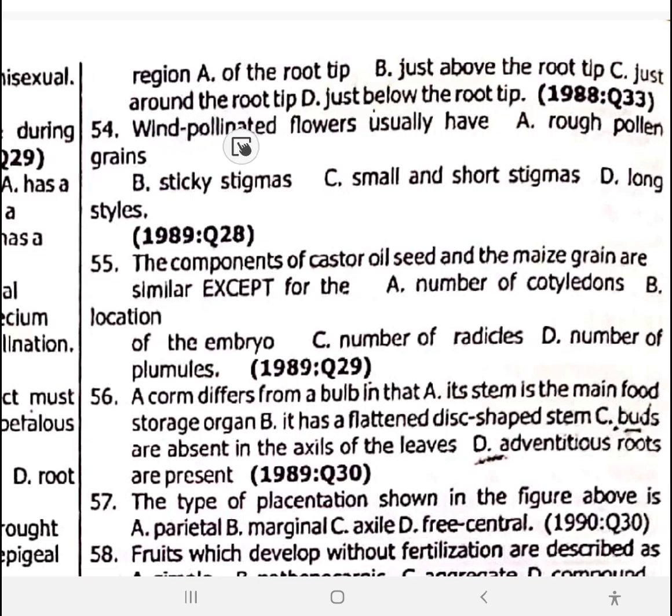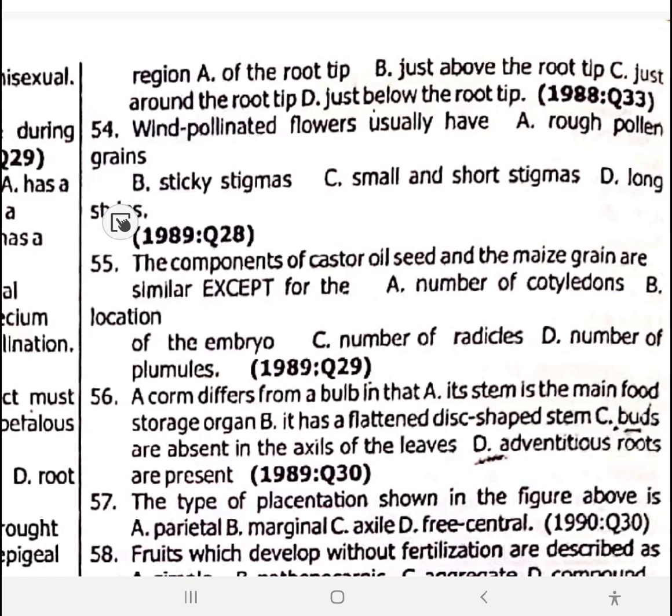54. Wind pollinated flowers usually have what? From our question 1, we touched this aspect of wind pollinated flowers. They usually have long styles. Wind pollinated flowers usually have long styles. Option D.